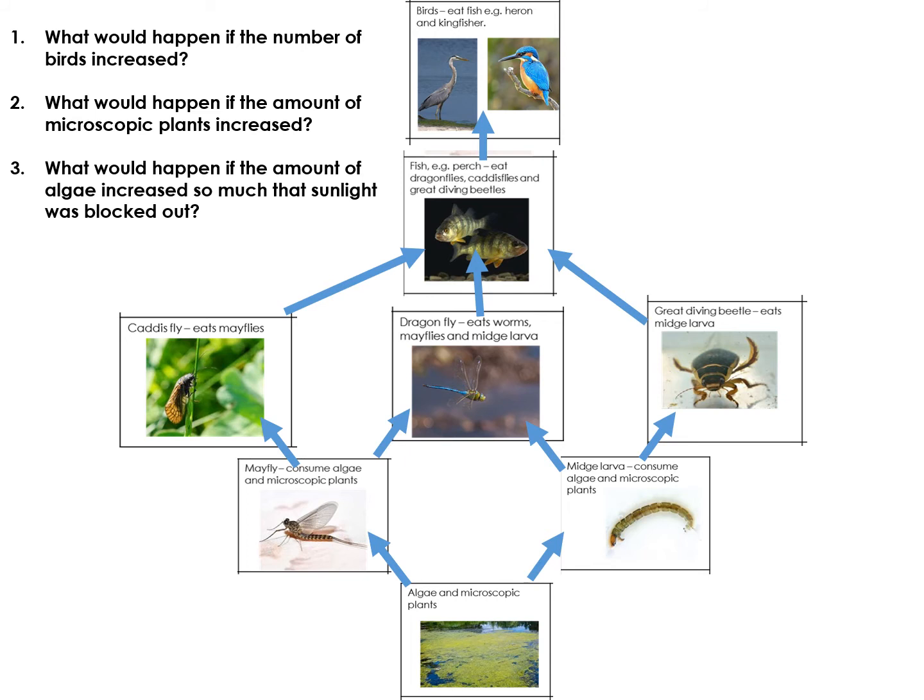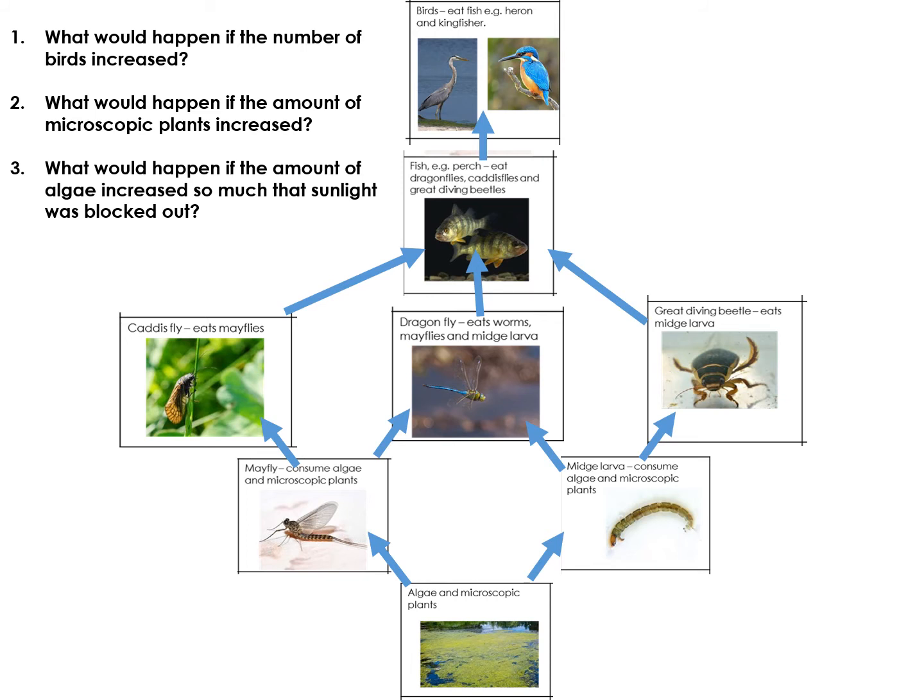Now, if the amount of algae increased so much that the sunlight was blocked out in the pond, how would that affect the pond? Well, the water would get colder because there's less sunlight coming in, and the water will be more dense and start to sink. So less of that water will be in contact with the surface of the pond, and so that will have less oxygen in it, and the fish need the oxygen. So that's going to affect the fish.